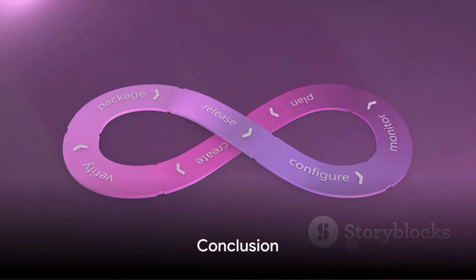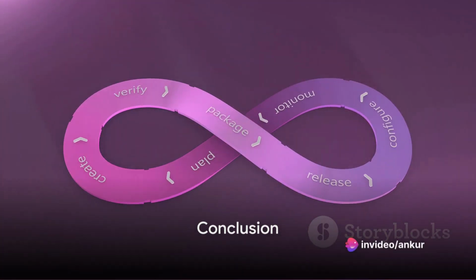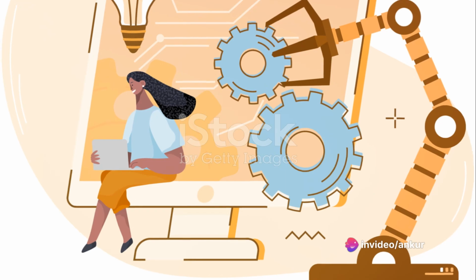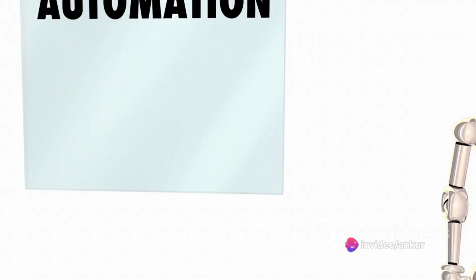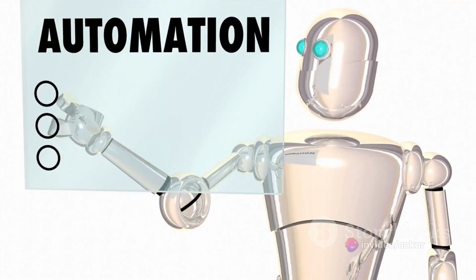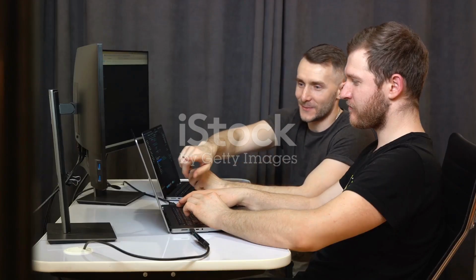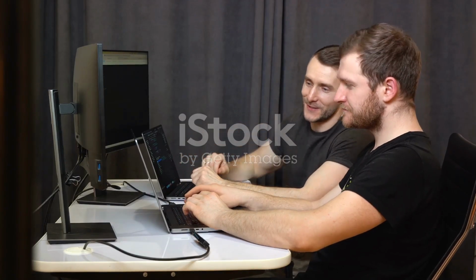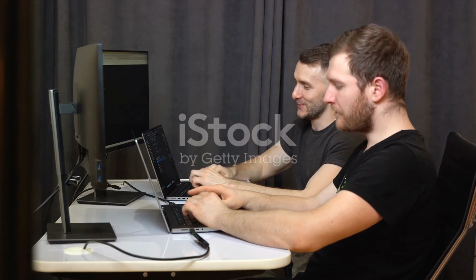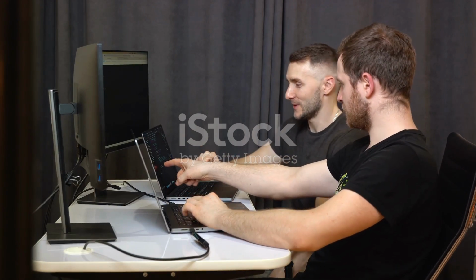In conclusion, the CI/CD pipeline is an integral part of modern software development. It automates the process of software delivery, reducing errors, providing rapid feedback, and allowing for quick product iterations. By understanding and implementing a CI/CD pipeline, teams can significantly improve their software development process and product quality.